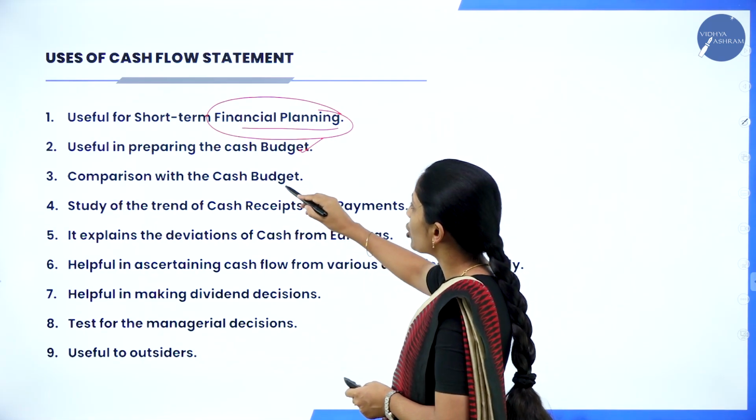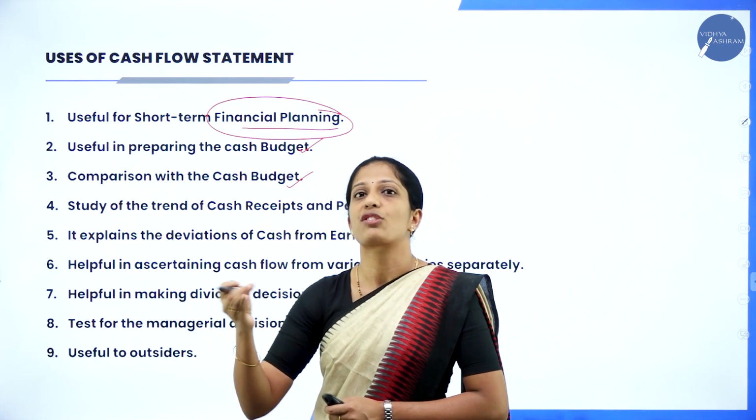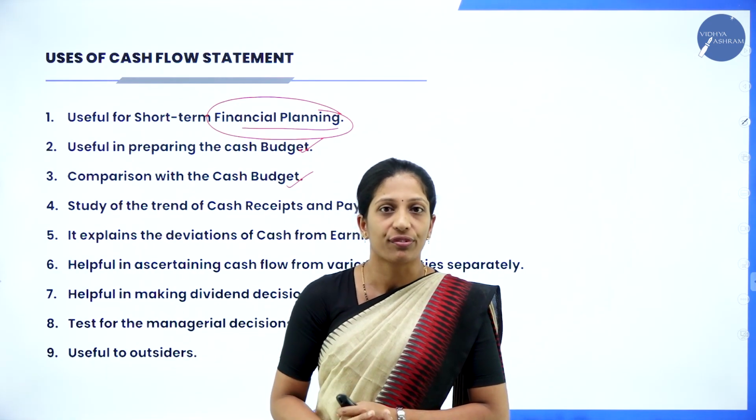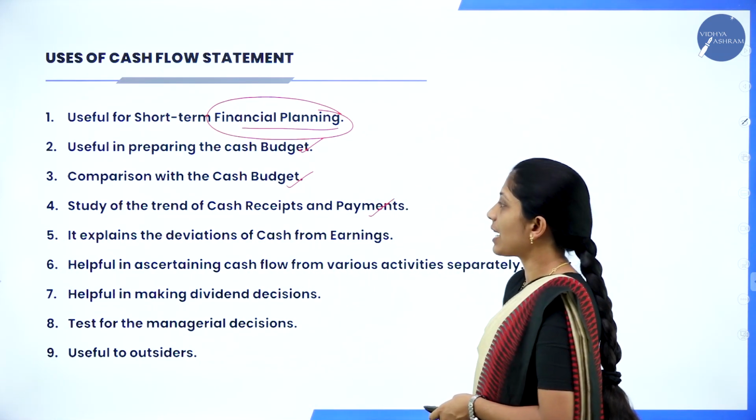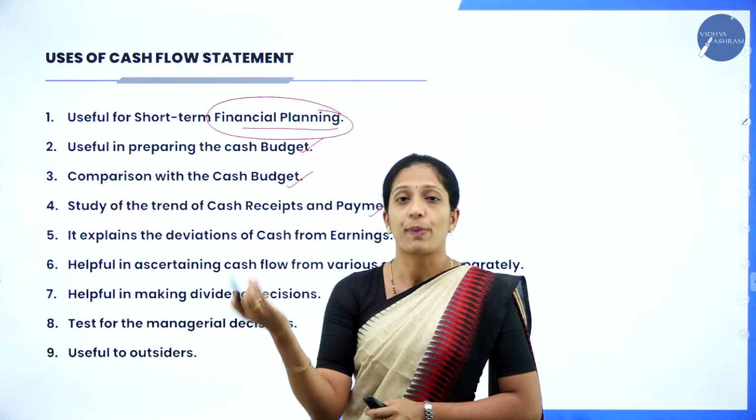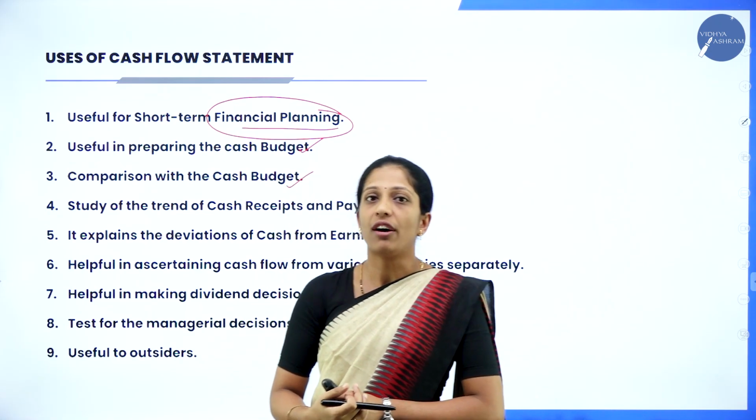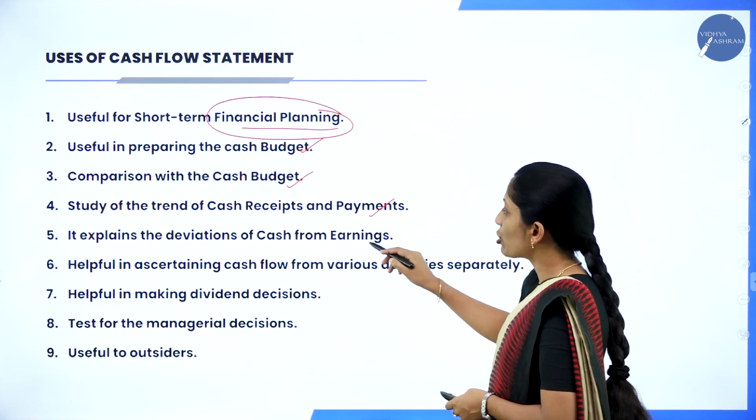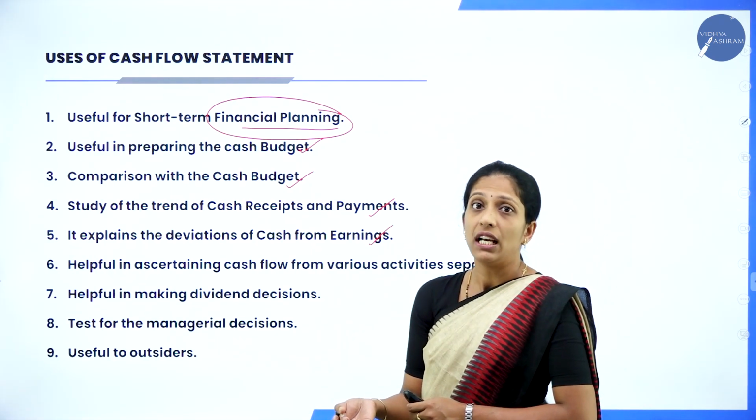Next, comparison with the cash budget. Of course, when you compare your previous year, current year as well as next year, what would be the cash budget based on the availability of cash in the business. Next, study of the trend of cash receipts and cash payments. So whether your cash receipts are more or whether your cash payments are more. So such trend analysis can be done by preparation of cash flow statement. And the fifth one is, it explains the deviations of cash from earnings. So what would be the deviations of cash from earnings?